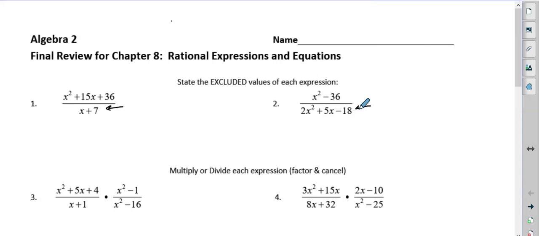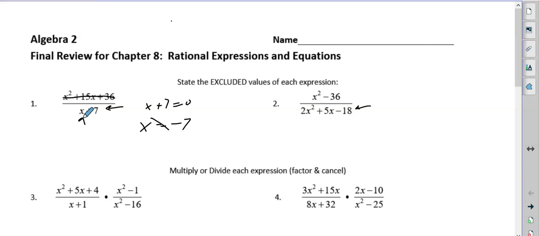So we don't have to worry about factoring this. We don't have to worry about canceling anything. All we're doing right here is looking at what x can't be. And you basically set this equal to 0. You can do it in your head or write it out. X equals -7, and then you put a slash through it because that's the one number x can't be. So if you plugged in -7 here, you'd have 0, and that's a no-no.